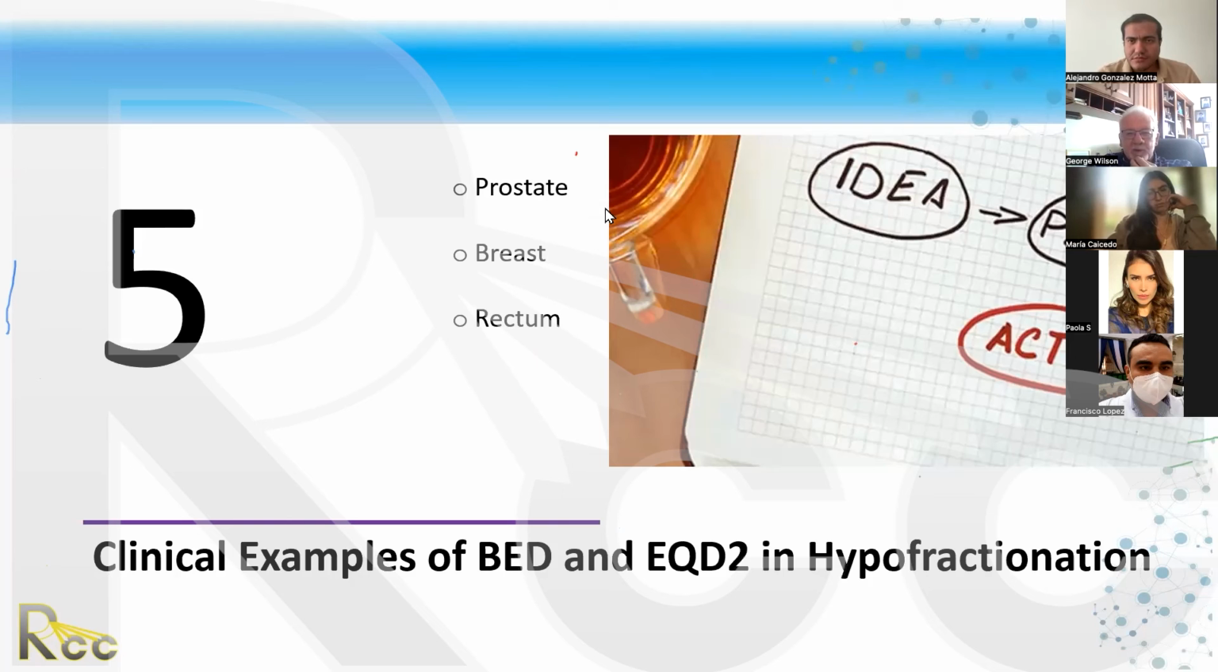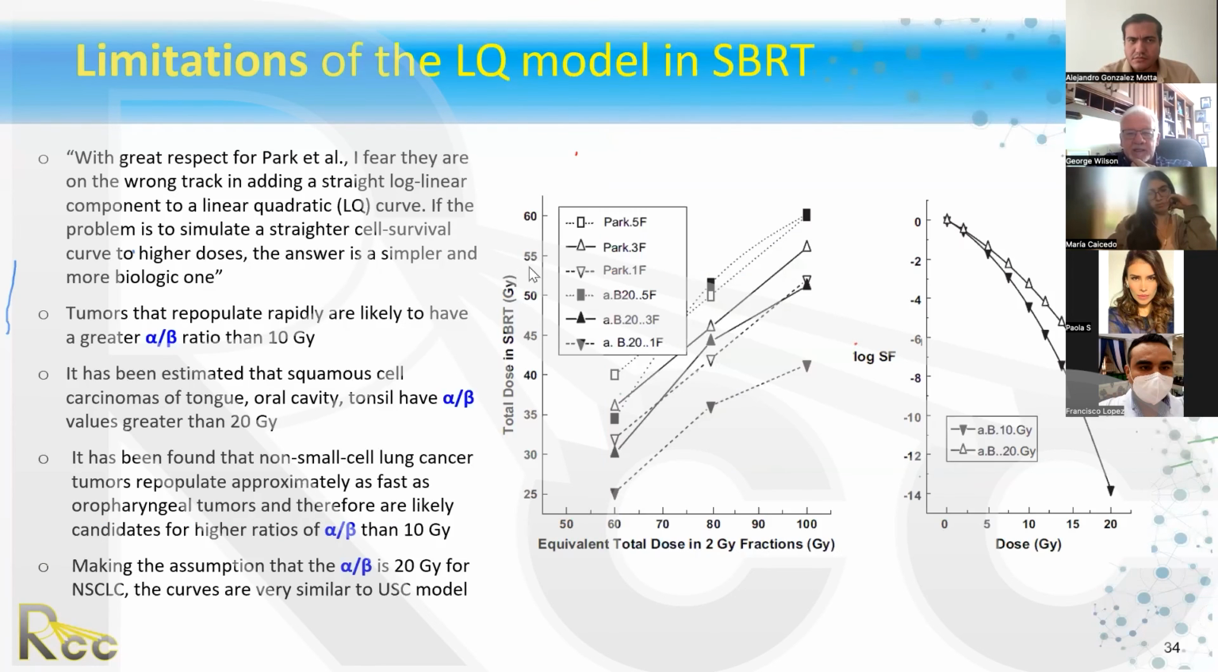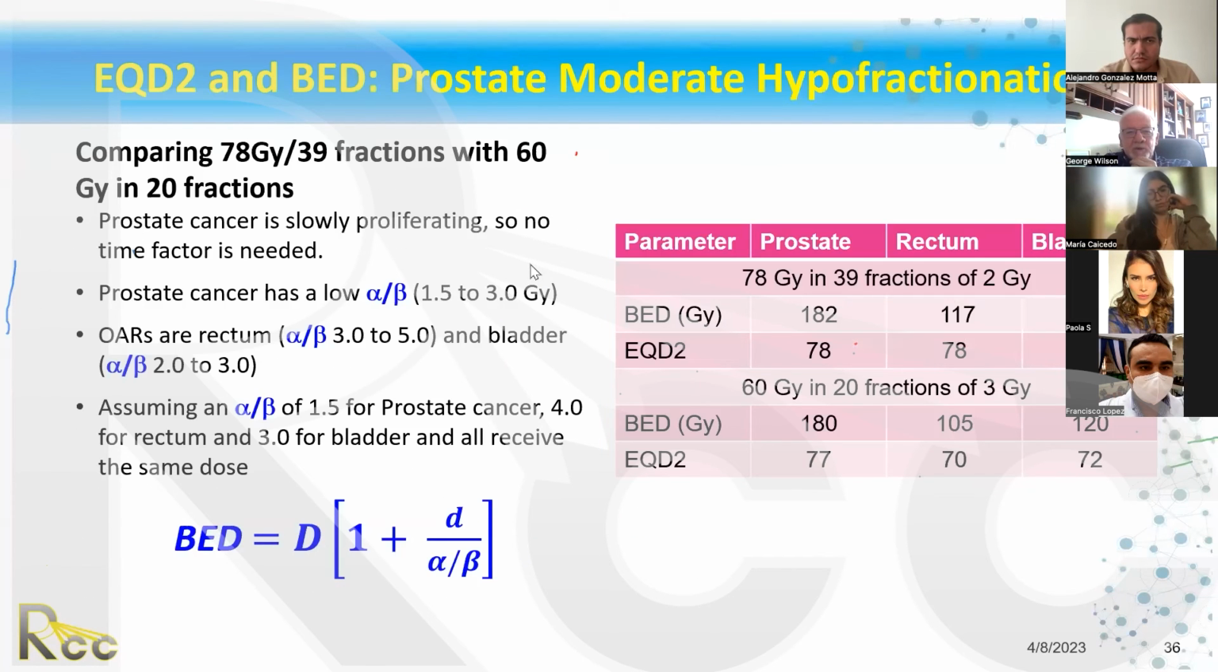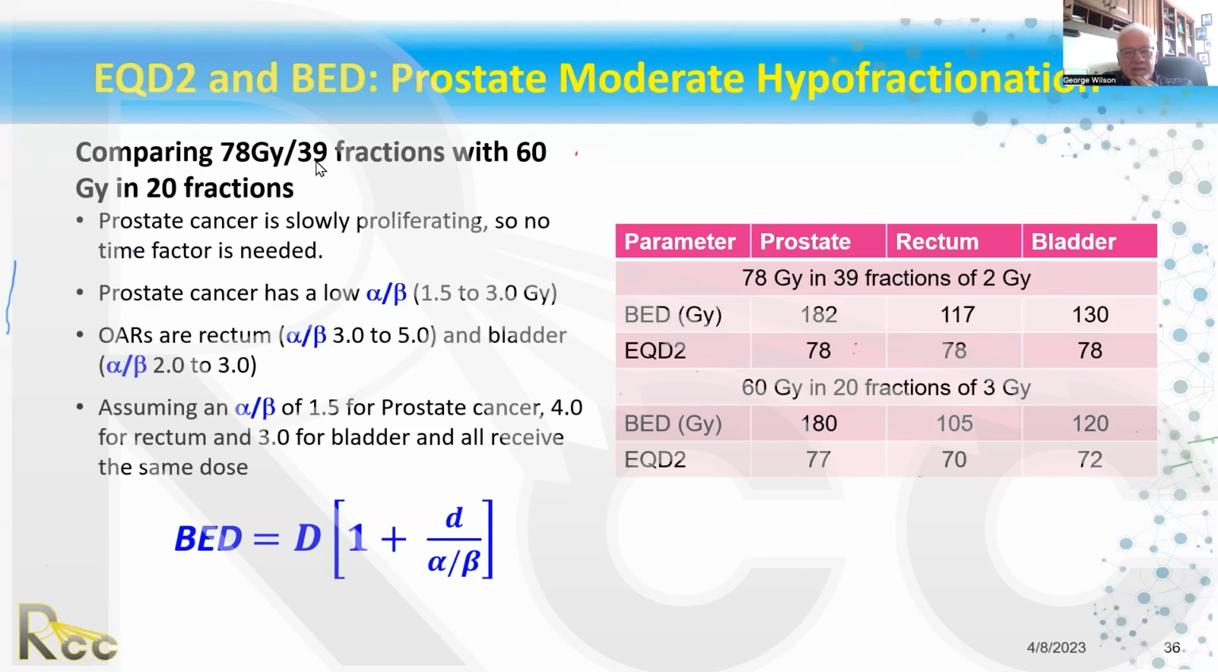And we're going to talk about prostate, breast, and rectum. And we're going to start with prostate. So we're looking here at moderate hypofractionation. So standard schedule in many places is 78 gray in 39 fractions of 2 gray. What we are now going to do is ask how does this compare to 60 gray in 20 fractions?